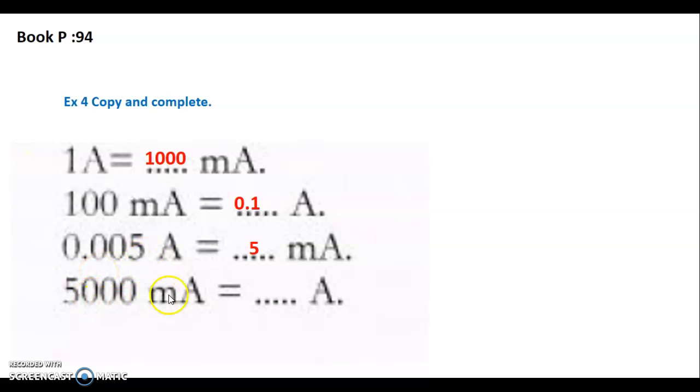5,000 milliampere. We have to convert from milliampere to ampere by dividing by 1000. This means that we have to move the decimal point backwards by 3 digits. So if we suppose that it is 5000.00, we have to move the decimal point here backwards 1, 2, 3 digits. So we get 5 ampere.